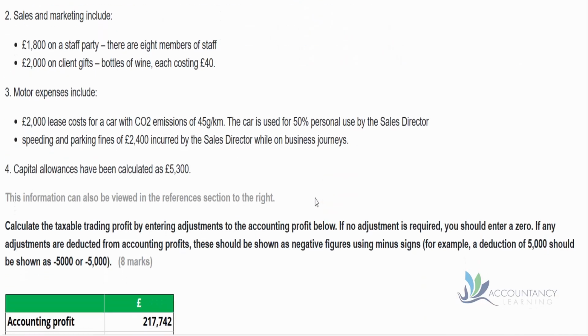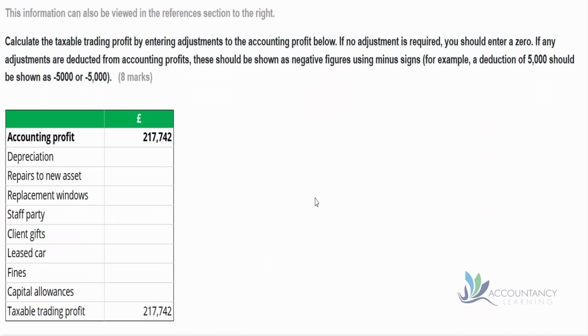So let's have a look at the requirements, because we need to make sure that we're actually going to be doing the right thing. There's no point reading all of that information if we don't know why we are reading it. So let's have a look at the requirements to clarify what we're trying to achieve.